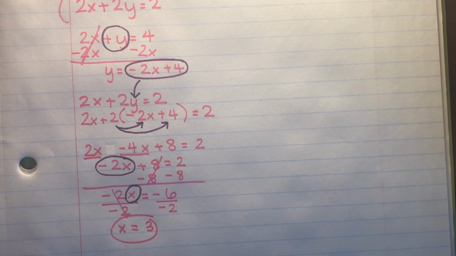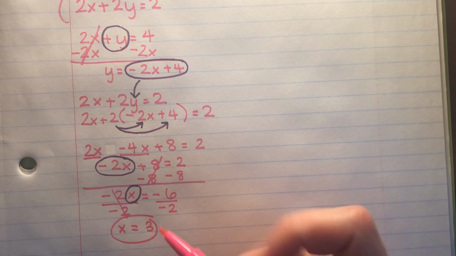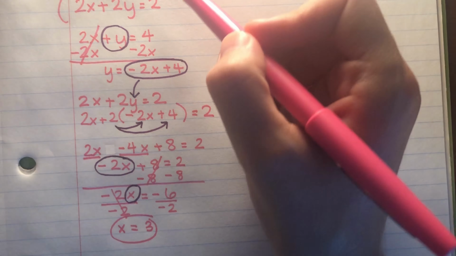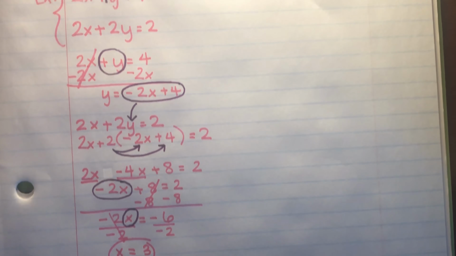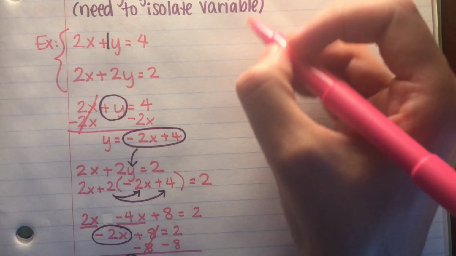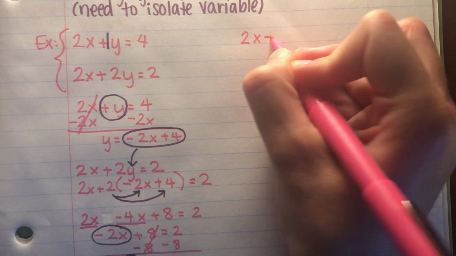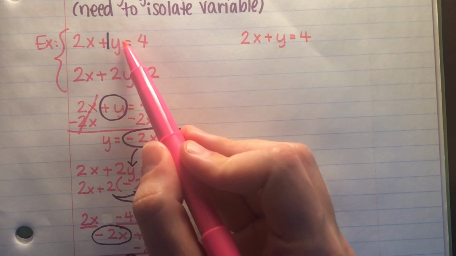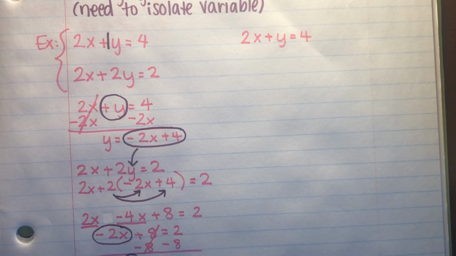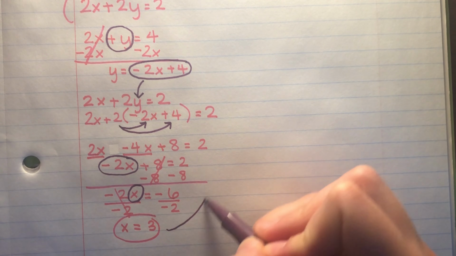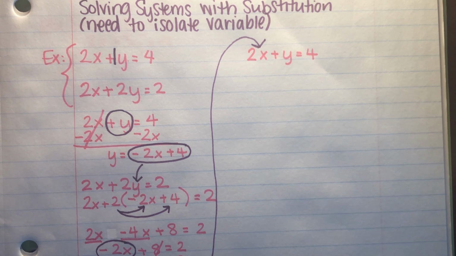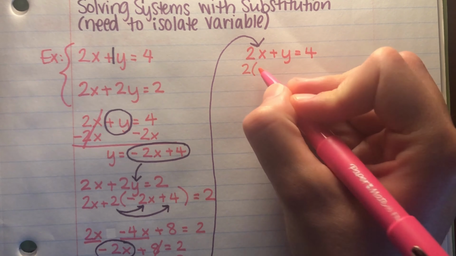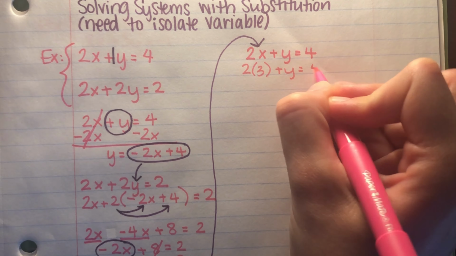So now we've solved for x, and we want to go ahead and now find the value for y. So to do that, we're going to take the value for x and plug it back into one of our original equations. It doesn't matter which one. You can choose whichever one you want, and I'm going to choose the first one. So this is 2x plus y equals 4. Okay, I'm just copying down that original equation. And then we're taking our value for x and plugging it into our original equation. So 2 times 3 plus y equals 4.